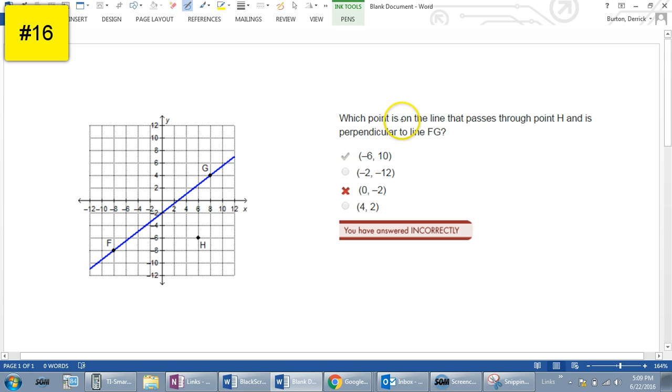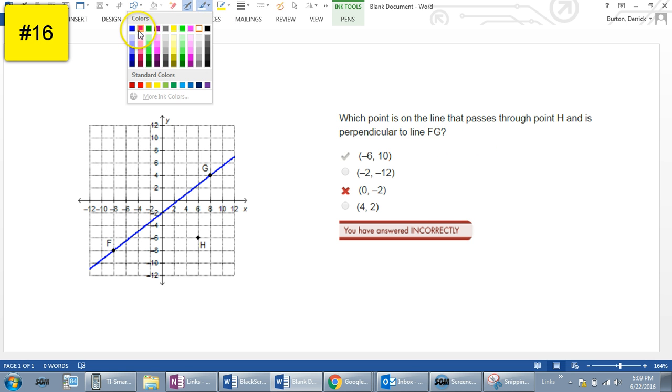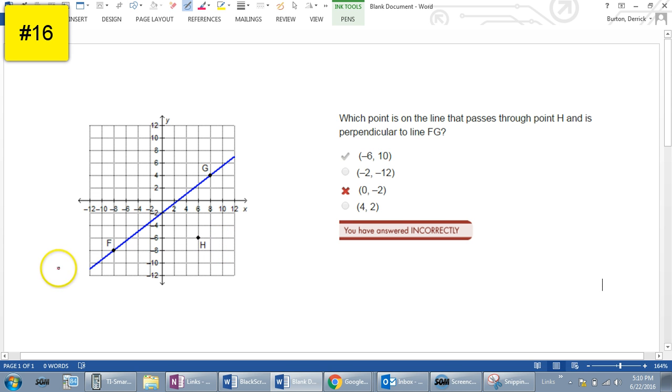Okay, which point is on the line that passes through point H and is perpendicular to FG? Just practicing what we talked about a moment ago. Look at this blue line FG. Is this a positive slope or a negative slope? Positive. It's positive. So whatever else I do, I'm going to make sure that I write a positive slope.